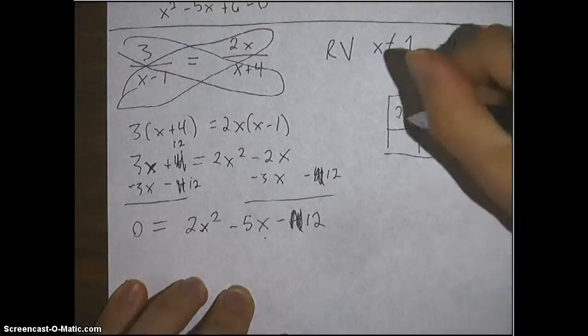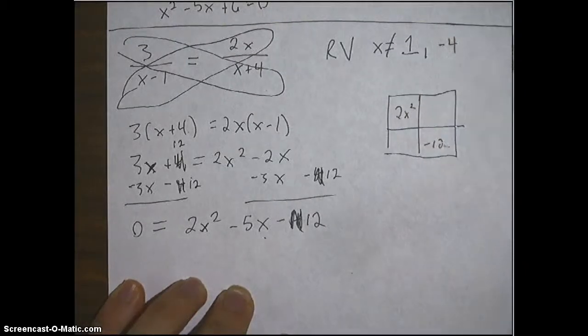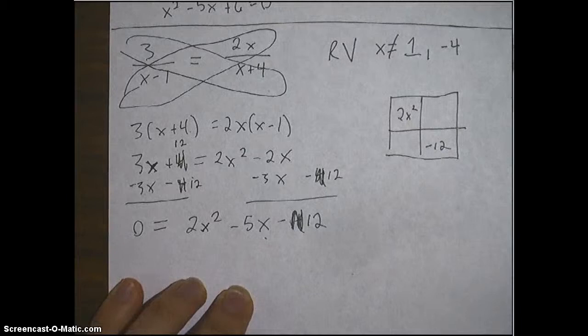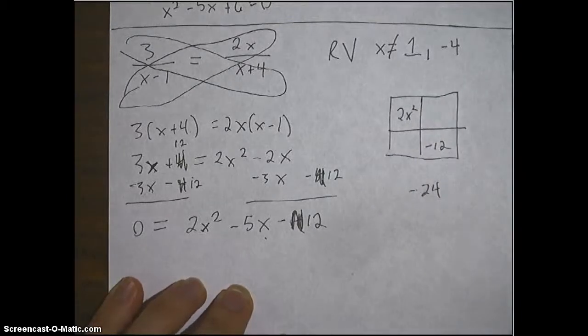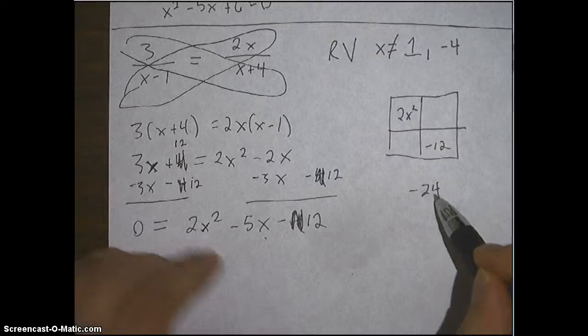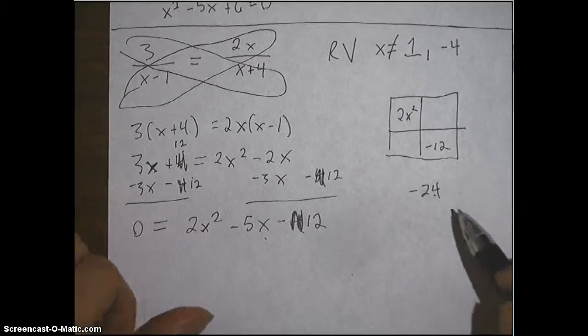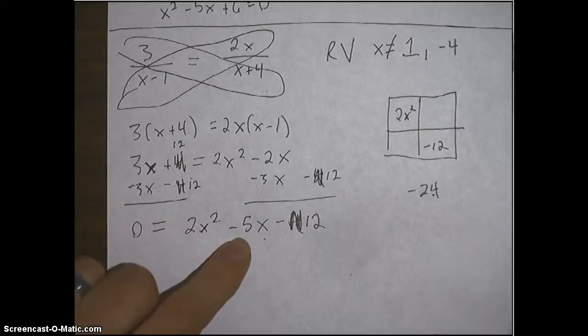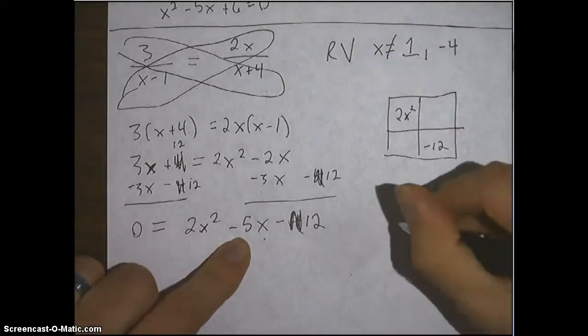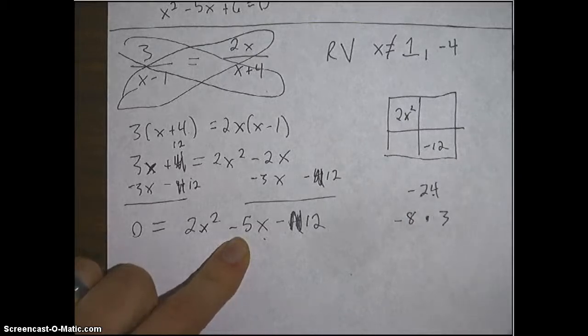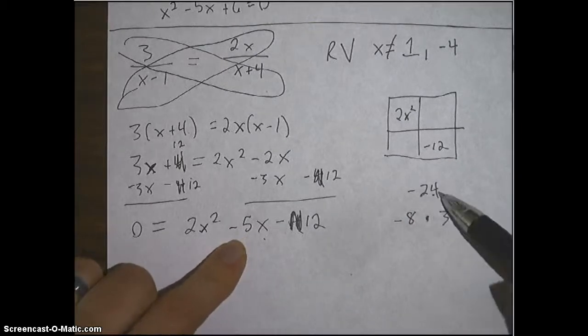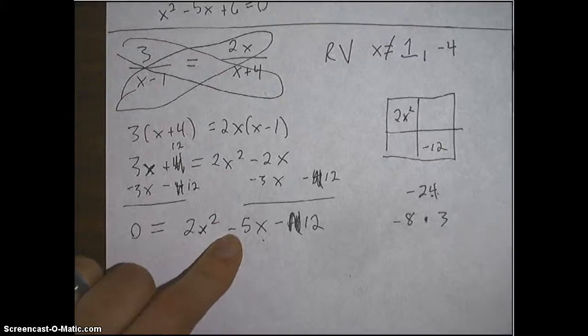And put my 2x squared right here, and put my negative 12 right there. And we'll start with a times c, negative 24. 2 times negative 12 is negative 24. What are two numbers that multiply to negative 24, but add to negative 5? And I'm thinking that's negative 8 times 3. So those multiply to negative 24, but they add to negative 5.